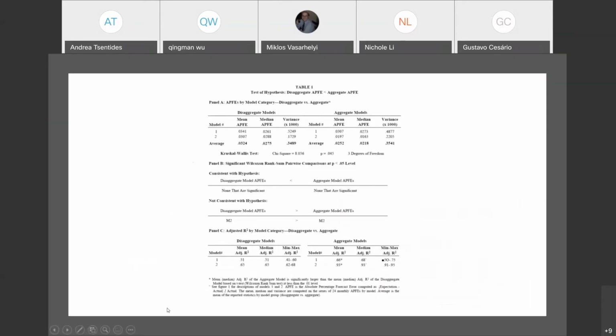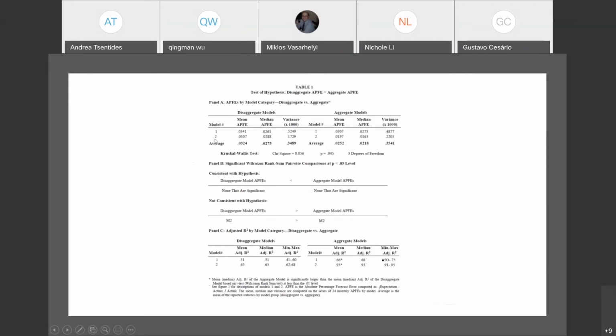And here are our results. If we look at the first model, we can see that the mean absolute error is 0.0341 for the disaggregate models, which is about the same as the aggregate model. In fact, it's a little bit higher for the disaggregate model in the absolute errors, but it's lower for the median, though not by much. So there's really no basic difference in the first model.